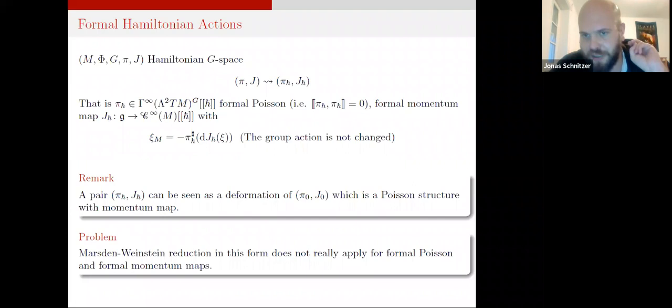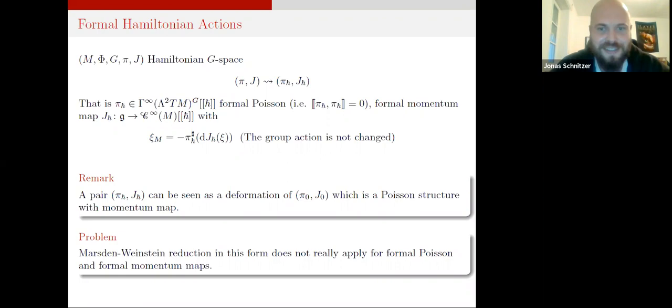You can show just by counting degrees of the formal parameter that the zero element of the formal Poisson structure is a Poisson structure, and the zero element of the formal moment map is actually a moment map. This is this remark. Sorry, I forgot to pause in the right places in this slide.